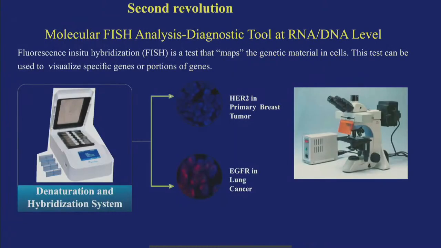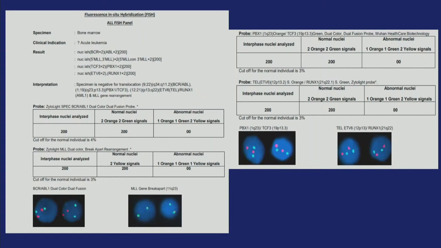And the other one is FISH analysis, which is a test that basically maps the genetic material in the cells. This is widely used in breast cancers and lung cancers, for example, HER2 and EGFR. And this is an example where we also use FISH in hematological malignancies. It is not enough to diagnose that it's a case of acute leukemia; you're also able to prognosticate it further and guide treatment by knowing the most common translocations that patient might be manifesting, based on which whether he needs further therapy. For example, for AML, we sometimes make an effort to look for the 9;22, 1;19, 12;21 translocations by FISH.